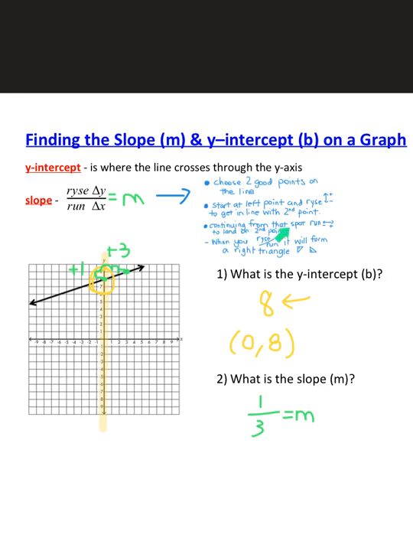Continuing from that spot, you're going to run. So you're going to go left or right. And if you move to the left, that would be a negative number. If you move to the right, that would be a positive number to land on the second point. Okay, when you rise over run, it will form a right triangle when you draw on the graph. It's not necessary to draw the right triangle, but just know that that's what it should be forming.